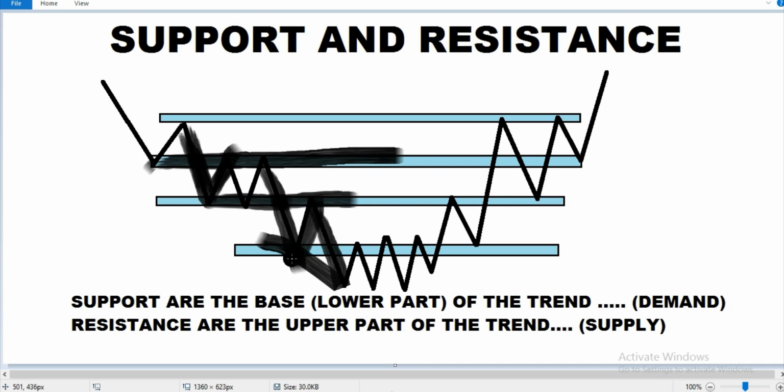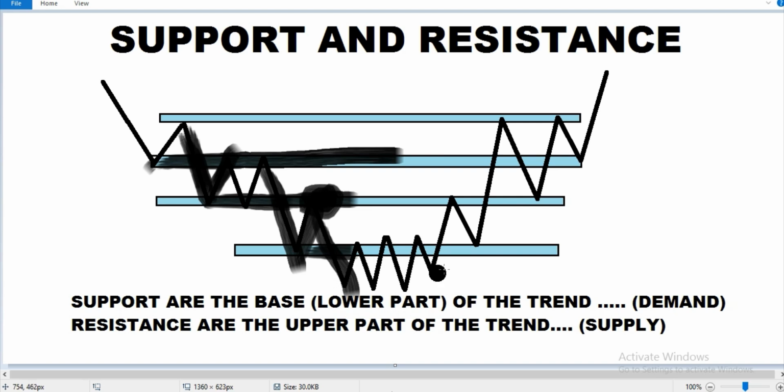Slashed another support here again, giving sellers the opportunity to enter the market here. All right. Now this was a range, which I will still talk about later in the future, but I'm just explaining the concept of support and resistance.